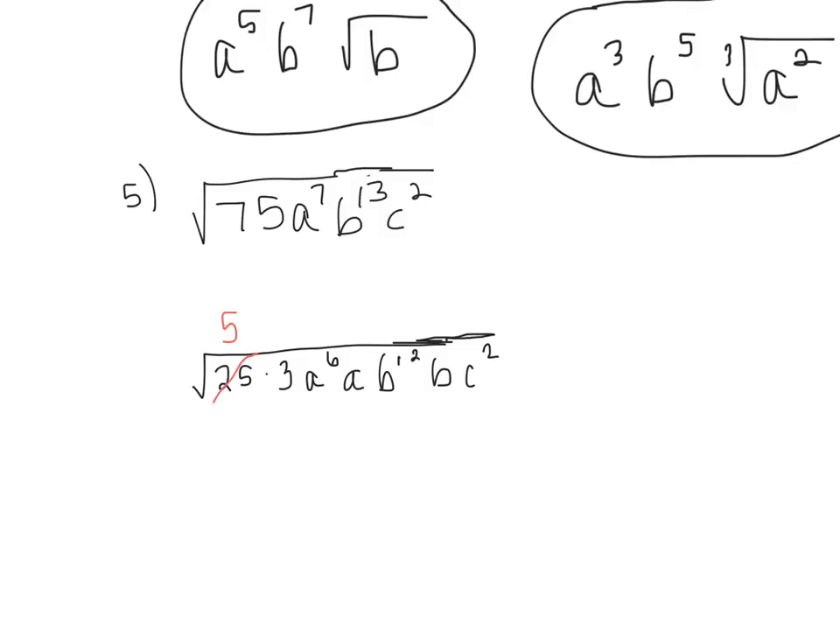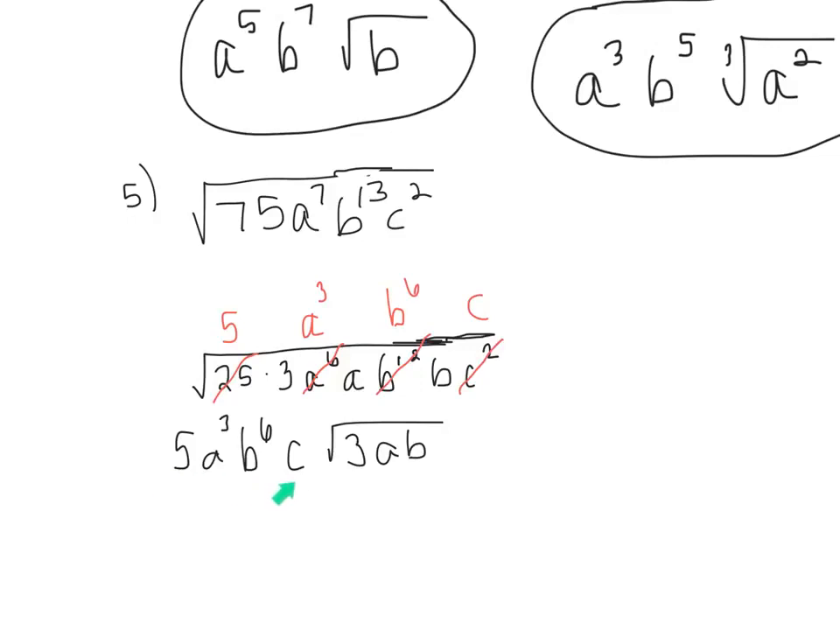So the square root of 25 comes out as a 5. The A to the 6th, we're looking for groups of 2, so the 6 divided by our index of 2 is A to the 3rd. B to the 12th is going to come out as B to the 6th. And square root of C squared comes out as a plain C. So here's our answer. All the perfect square roots came out and the extra parts stayed inside.